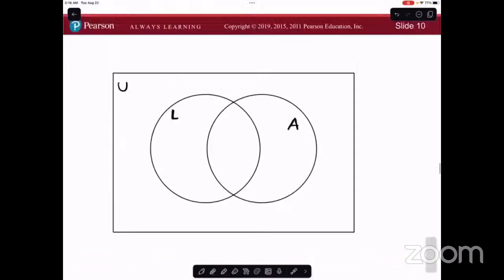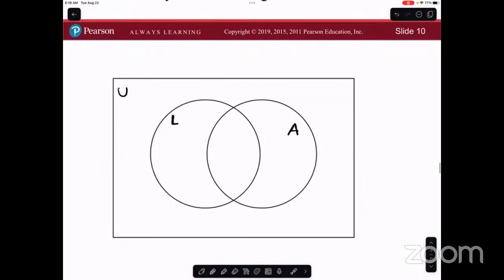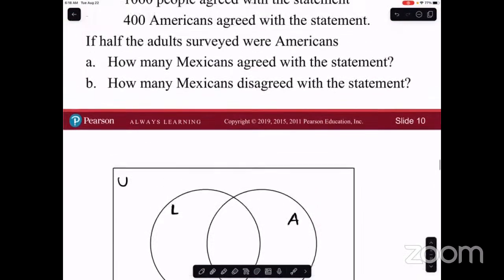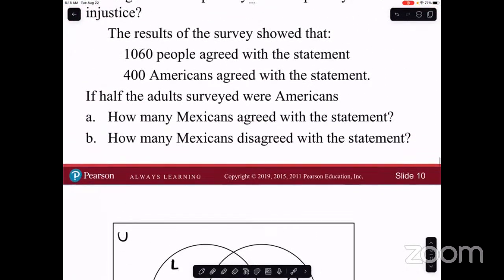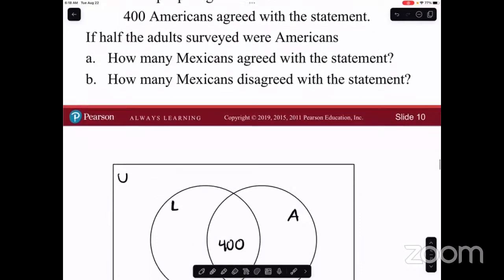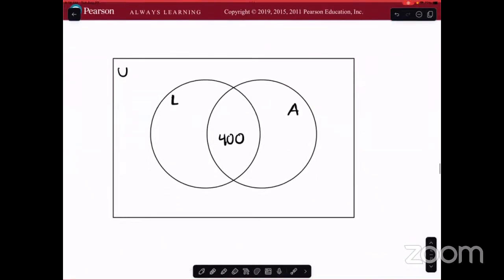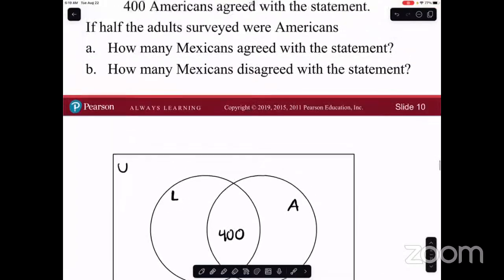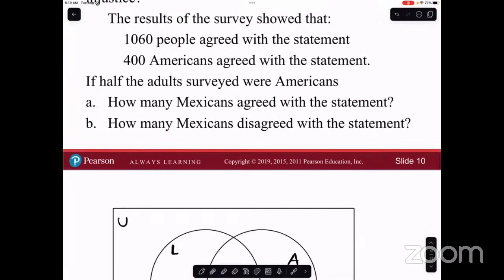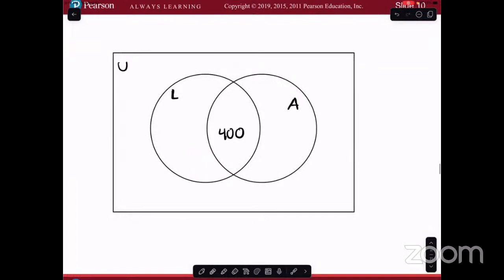For the innermost set, how many Americans agreed with the statement? That's 400, so this region should be 400. It says 1060 people agreed with the statement, so the agreed circle, which is our L, needs to total 1060. So there are 660 unaccounted for.